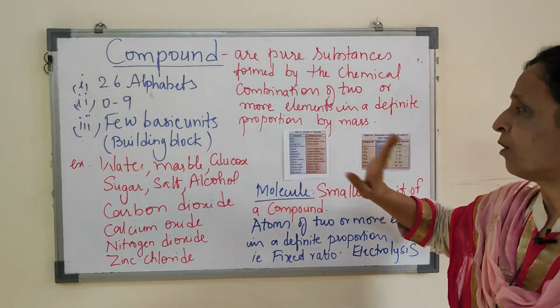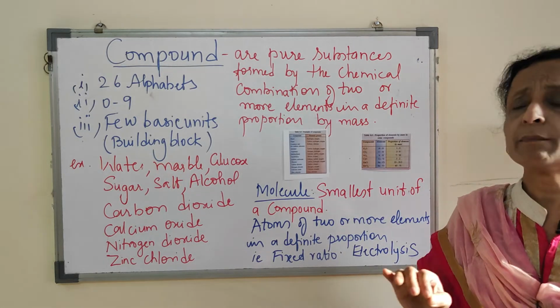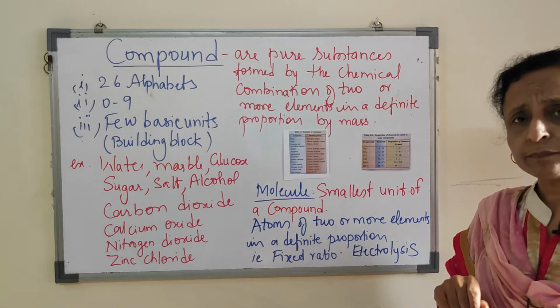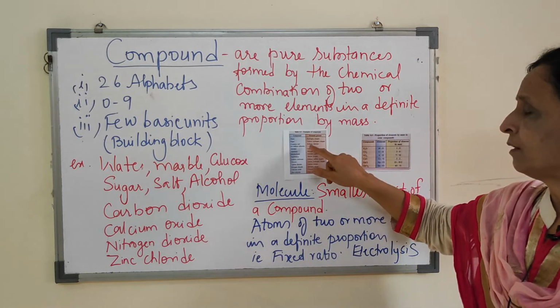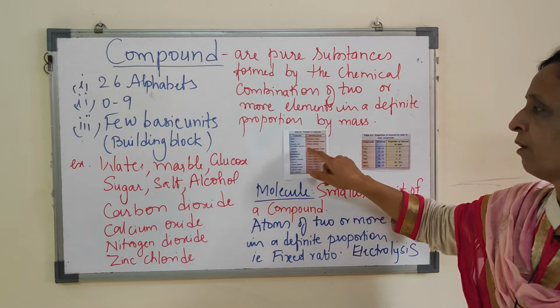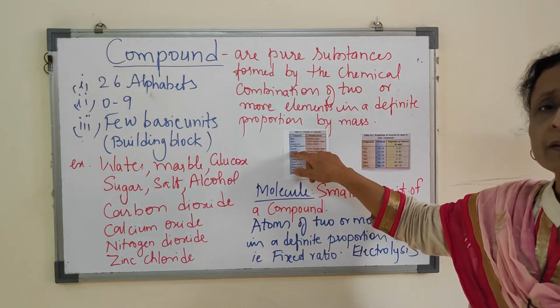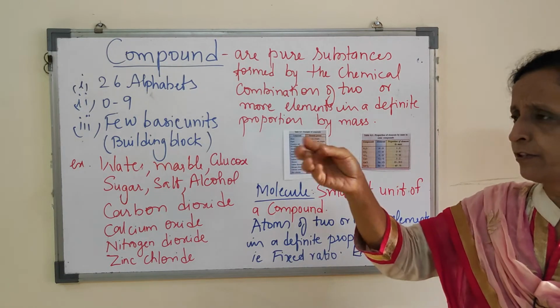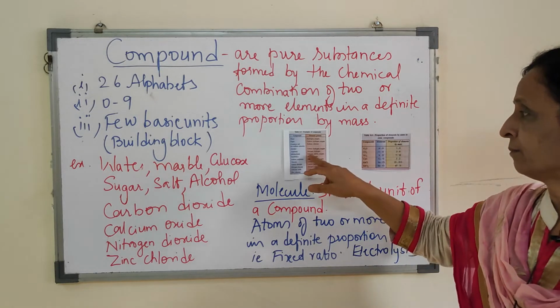So here water is formed by hydrogen and oxygen. Sugar, the sugar which you eat: carbon, hydrogen and oxygen. Common salt: sodium and chlorine. Alcohol: carbon, hydrogen, oxygen. Ammonia is that bad smell which comes out from the urinal. It is nitrogen and hydrogen.